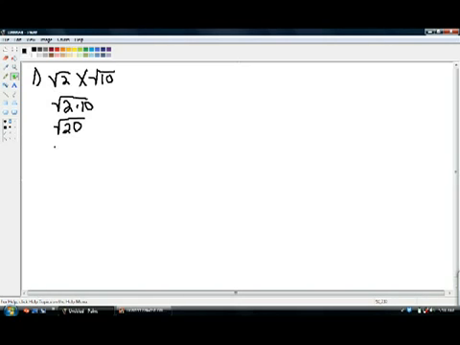Now, I do have a perfect square underneath here if I break this 20 down to 4 times 5. Now, 5 is not a perfect square, and I can't get another perfect square out of 5. But 4 is a perfect square, so I can bring that out in front of my radical as 2, because 2 times 2 is 4. So I have 2 square roots of 5. So number 1 is C.